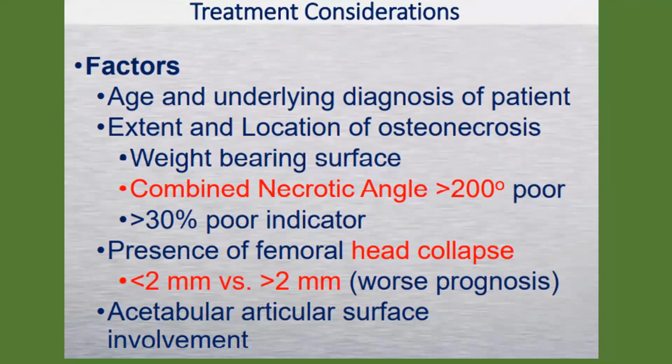The age and underlying diagnosis of the patient is important while considering the treatment. The extent and location, weight-bearing surface, combined necrotic angle greater than 30% is a poor indicator. The presence of femoral head collapse: if it's less than 2 millimeters versus more than 2 millimeters. The worst prognosis can collapse.